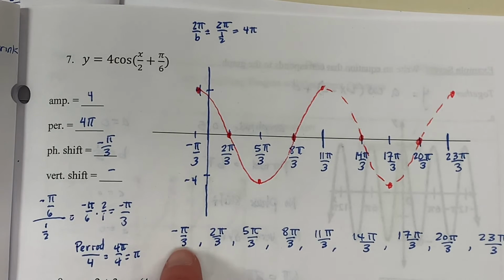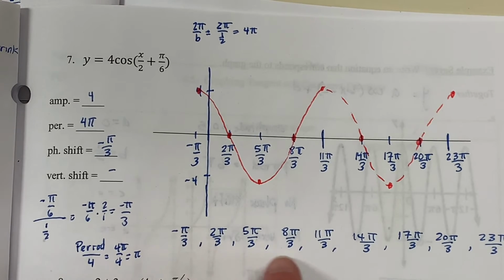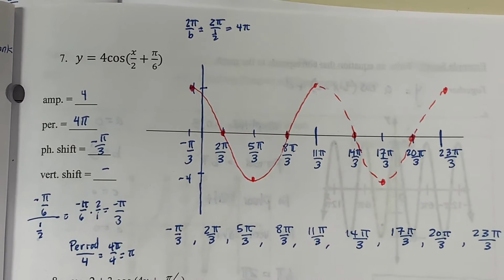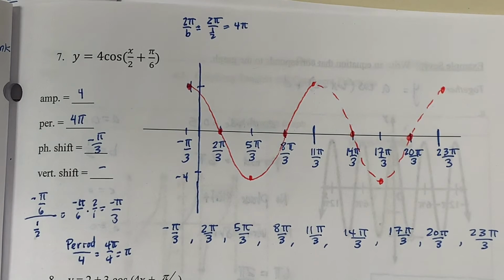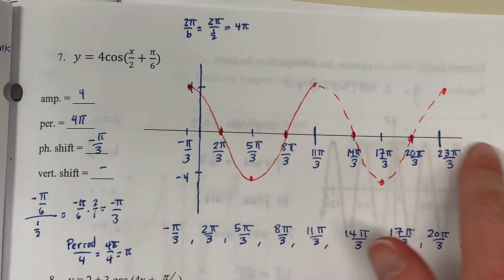So my very first point on the x-axis is negative pi over 3. I'm going to add pi, or 3 pi over 3, 8 times, to get my 9 x values. So I have 2 pi over 3, 5 pi over 3, 8 pi over 3, 11 pi over 3, 14 pi over 3, 17 pi over 3, 20 pi over 3, and 23 pi divided by 3. None of those can be reduced, so I'm going to label the x-axis with those values.